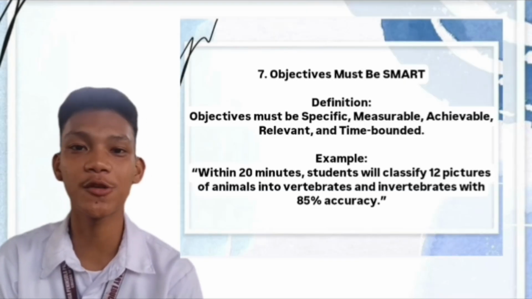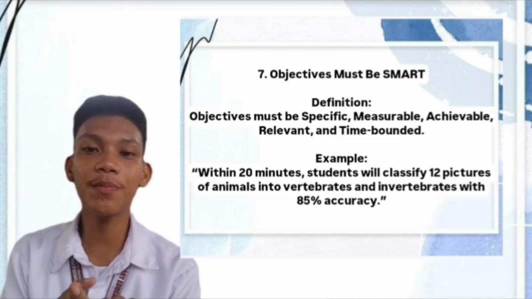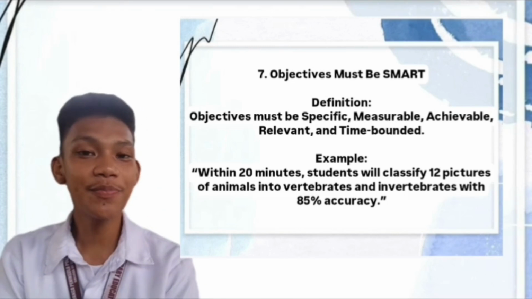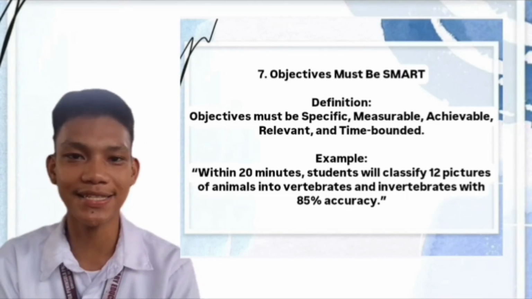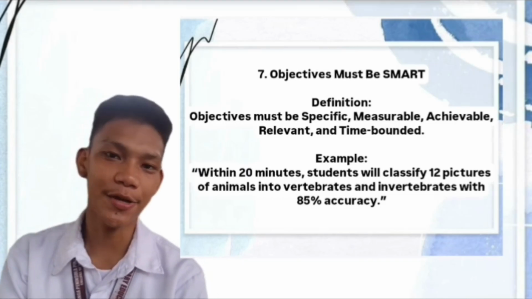And to ensure that these objectives are usable and measurable, we should apply the SMART principle, as it boils down to our seventh principle. The objectives must be SMART. Objectives must be specific, measurable, achievable, relevant, and time-bounded. This means that SMART objectives make it easier for teachers to assess learning accurately over time.